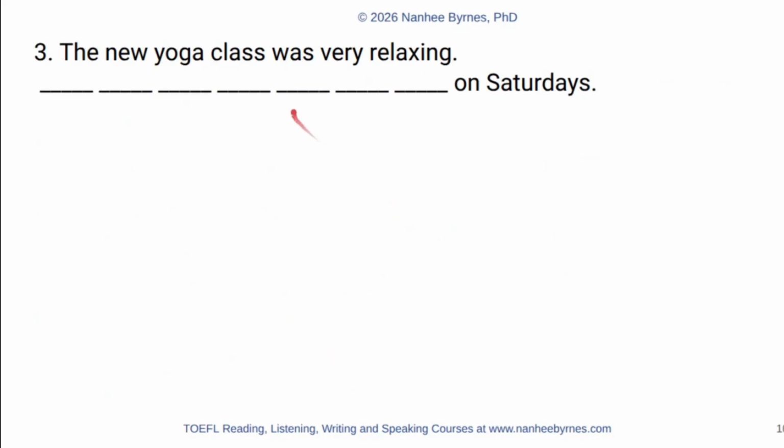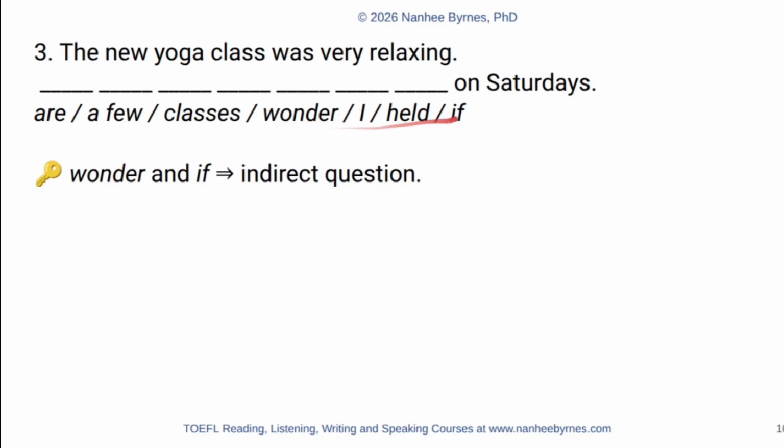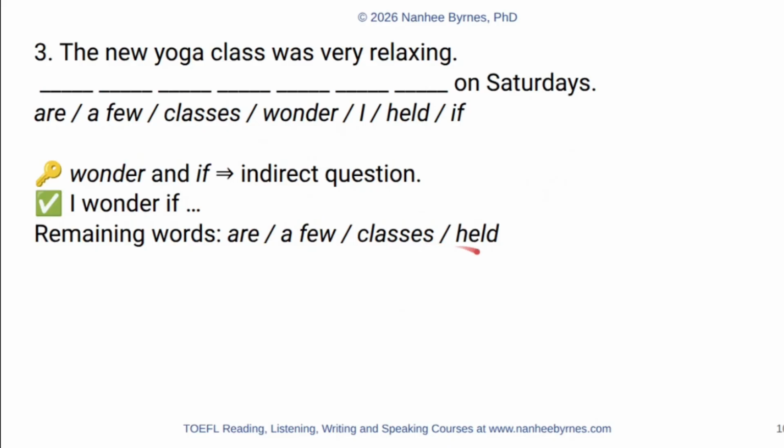3. The new yoga class was very relaxing. Are, a few, classes, wonder, I, held, if. There is no question mark, but words like "wonder" and "if" tell us we are dealing with an indirect question. Classes cannot wonder, so the sentence must begin with "I wonder if." The remaining words are a few, classes, held. "Classes" is the only candidate for the subject of the if clause.